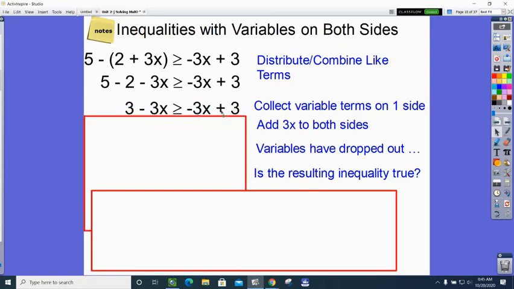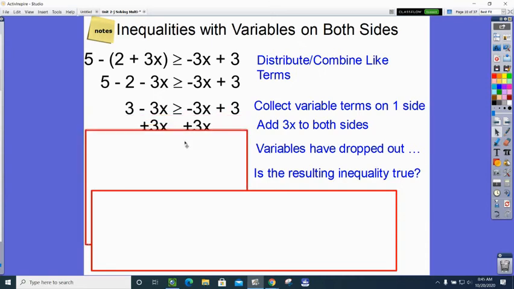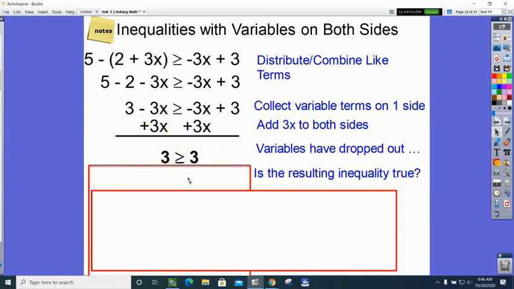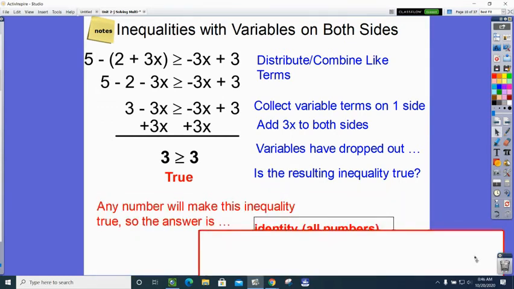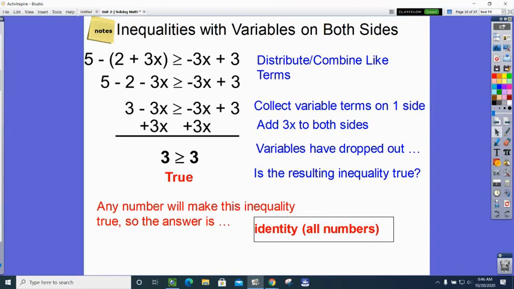And if you notice for a second, if we were to change the order here, we've got the identical thing on both sides. But let's say you didn't notice that, and you go with your one choice, which is to add 3x to both sides, to combine the variable on both sides. And when you do that, you end up with 3 is greater than or equal to 3. And is that resulting inequality true? It is. So this would be an identity, or all real numbers, is another way to say it.